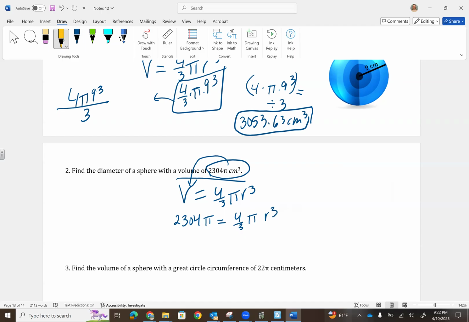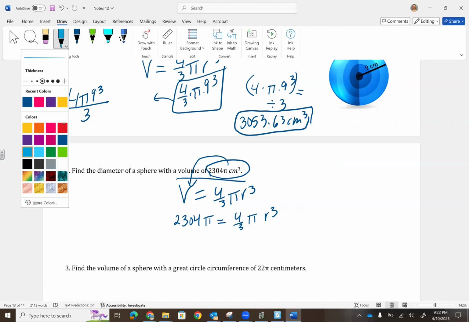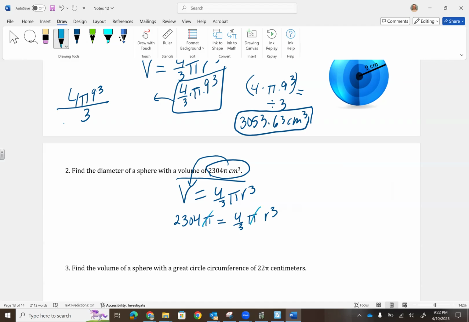In this case, we can divide both sides by pi. And then to get rid of the 4/3, we are going to multiply both sides by the reciprocal of that fraction, which is 3/4. What do you mean? Well, if you have 4/3 and you multiply it by 3/4, you get 12 over 12, which is just 1. So if you want to get rid of a fraction, you can multiply both sides by its reciprocal. And so 3/4 times 2304 is going to give us 1728 equals r cubed.